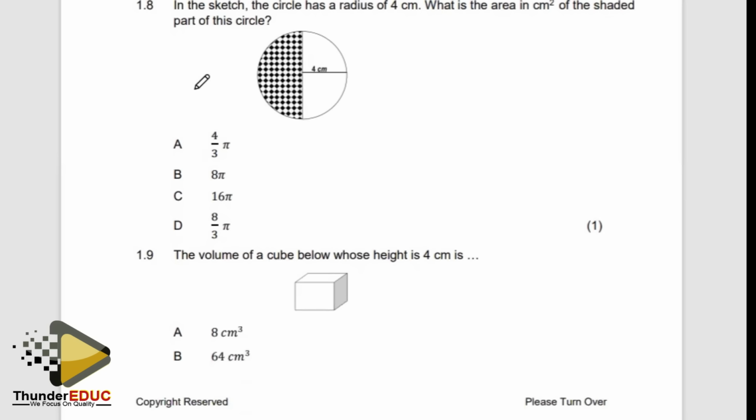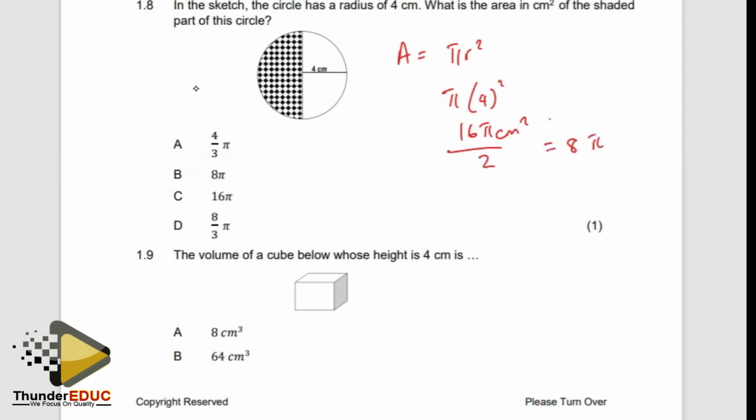The sketch below, the circle has a radius of 4 centimeters. What is the area of the shaded region? We've seen that half of the circle is shaded. We know that the area of a circle is given as pi r squared. So pi, the radius is 4, then this is going to be 16 pi centimeters squared. But since half is shaded, we're going to divide this by 2.